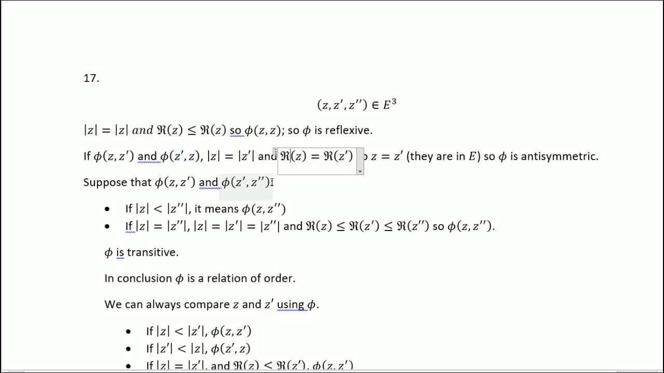So if we have this, then their moduli are equal, and then their real parts are equal. So they are equal because they are in the same space. Their moduli are equal. Their real parts are equal. So phi is antisymmetric.